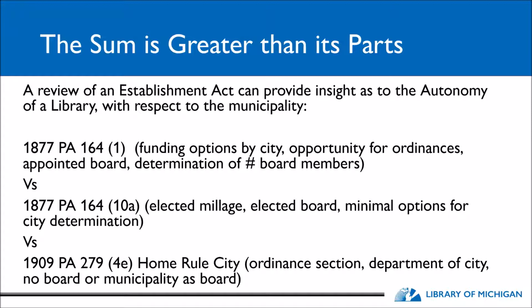Then you have a PA 164 City 10A library, which is even further autonomous from its city. Because it has an elected millage and an elected board, there are very few options for city determination. So in other words, the city has very little input into how this library runs. It does not appoint members. It cannot determine what type of millage. The board of the library does have to work with its city under this library type in order to get a millage on the ballot. But the city really has very limited authority to control what the library wants to do.